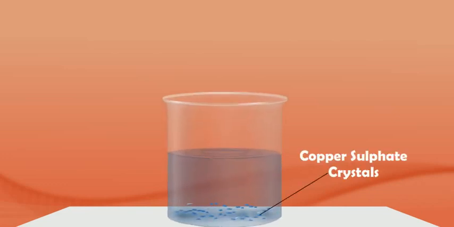Allow the hot and concentrated solution of copper sulfate to cool slowly. Do not disturb the solution when it is cooling. After some time, we will see large copper sulfate crystals at the bottom of the beaker. Separate the copper sulfate crystals from solution by filtration and dry. The soluble impurities present in copper sulfate do not crystallize and hence remain behind in the solution.